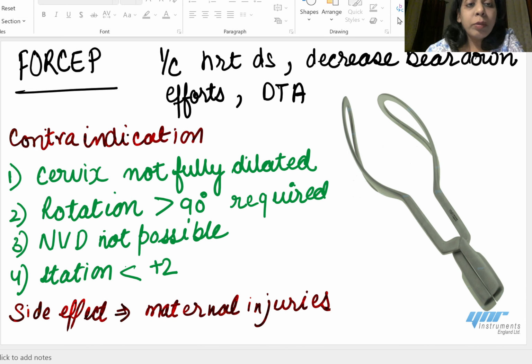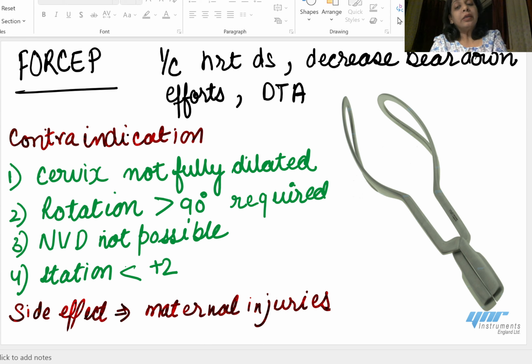Okay, so a rotation of not more than 90 degrees is required. The first contraindication of forceps was if the cervix is not fully dilated. Yes, vacuum can be applied if the cervix is not fully dilated. Rotation of more than 90 degrees required is a contraindication of forceps, but this is the indication of vacuum. So I already told you the first two, which are contraindications of forceps, are indications of vacuum.